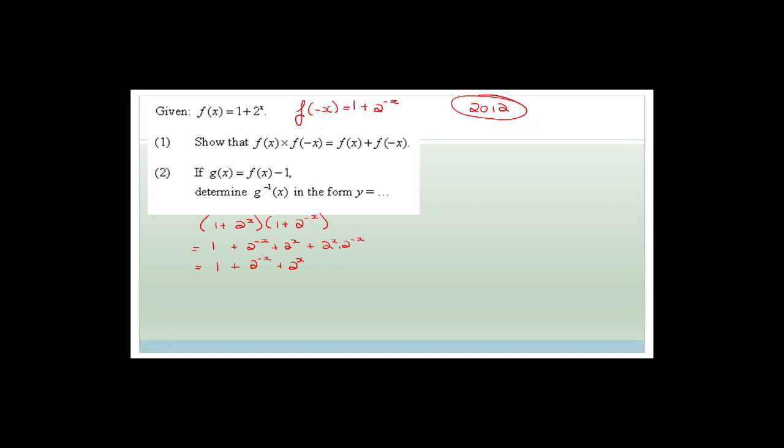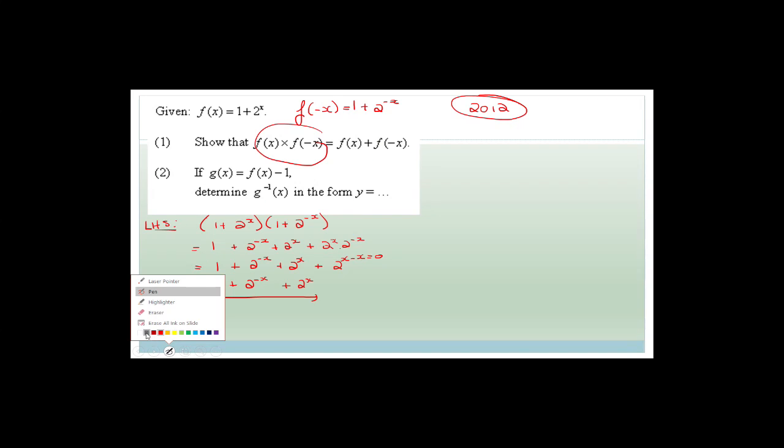And then this one here is interesting, because if you've got common bases, what can you do with your exponents? You can add them. So it becomes 2 to the x minus x. But x minus x is the same as 0, and anything to the 0 is 1. So therefore, this becomes 2 plus 2 to the negative x plus 2 to the x. Okay, so that there is the left-hand side, right? Now we need to see if we can get it to equal the right-hand side.